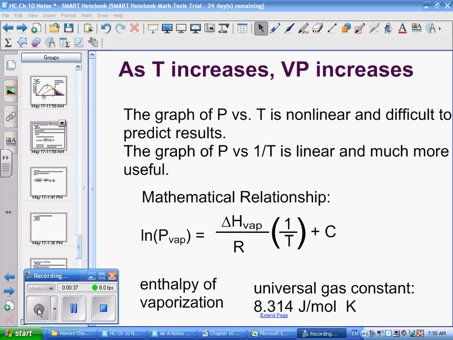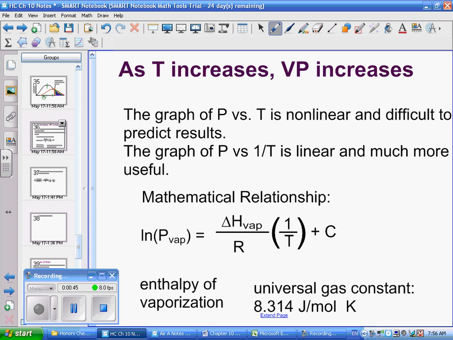Now the book goes into this explanation about how the graph of pressure versus temperature is nonlinear. So it's going to look something like this, and you can see pictures of this. It's got a curved line, and it's not very useful unless we know calculus, and we don't need to know calculus in chemistry. So what we can do is plot pressure versus 1 over temperature, and you get a straight line, and you can interpret it much better.